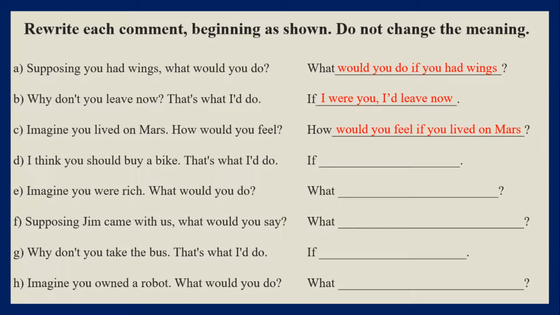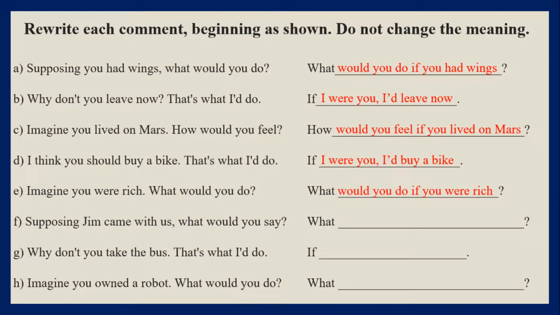D. I think you should buy a bike. That's what I'd do. Again, we're giving a piece of advice, so we could use the second conditional form. If I were you, I'd buy a bike. E. Imagine you were rich. What would you do? This is again obviously an imaginary situation. Imagine is something else we could use as a condition word. What would you do if you were rich?